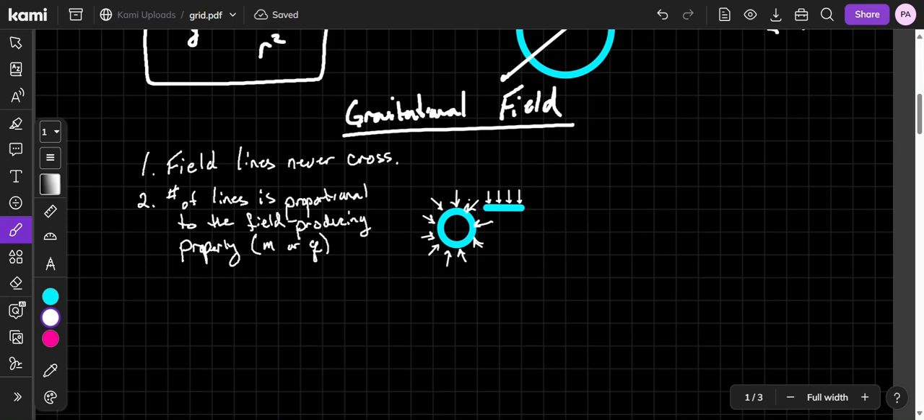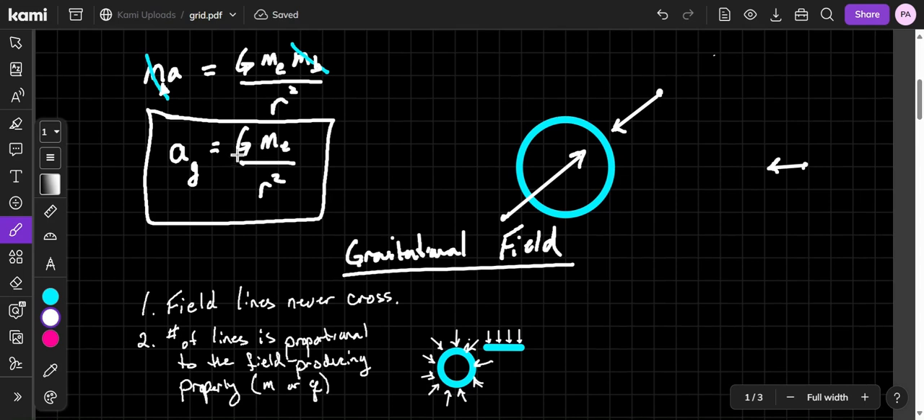So just as gravity looks like this, what is the field producing property? What produces gravity? Well, Earth, but what about the Earth? What property of the Earth produces the gravity? The mass of the Earth, right? That's the M of the Earth, a constant. It changes its value, but it's the property of the mass of the Earth that causes the gravity. Mass causes gravity.